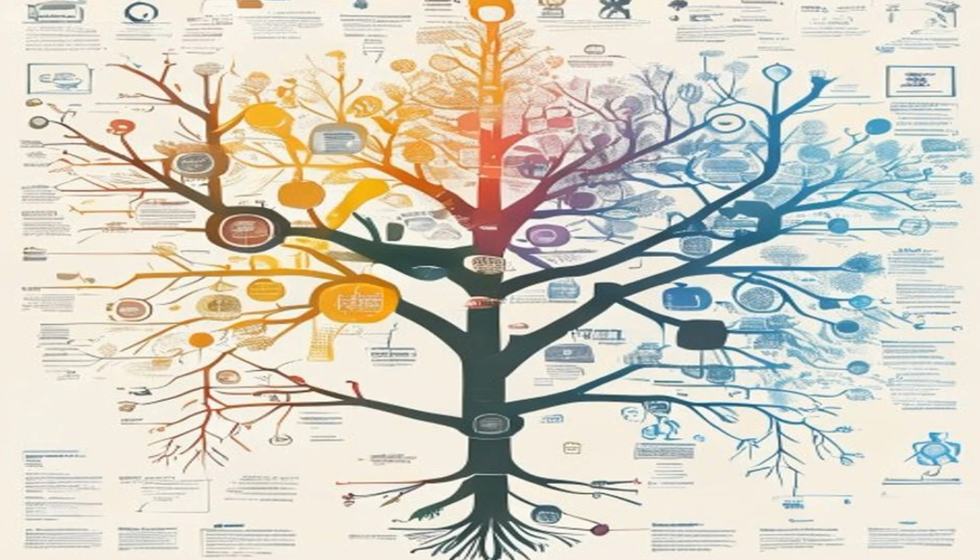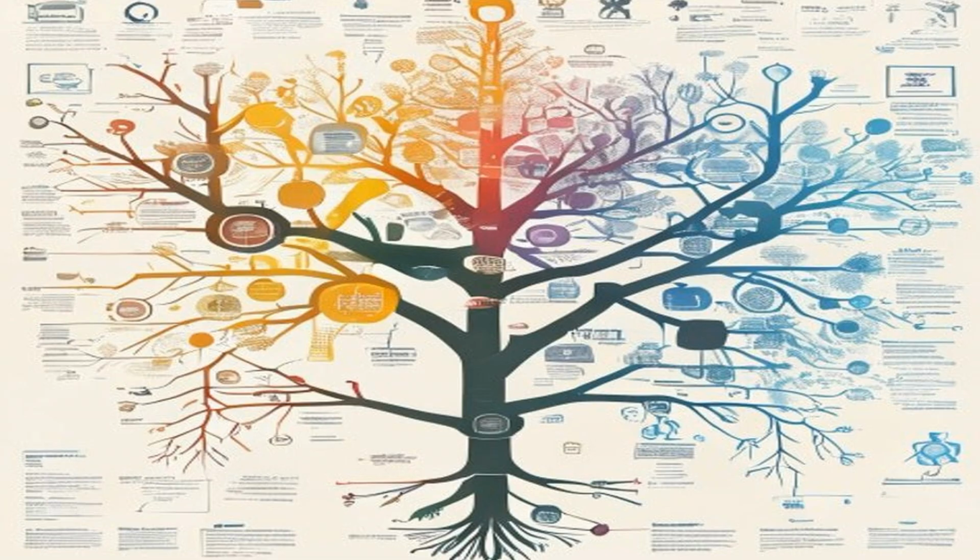There are three main types of machine learning. First, supervised learning. This is where you have labeled data, meaning you know the correct answer for each example. You train the model by showing it many examples with their answers, and it learns to predict the answer for new examples. Think of it like studying for a test with an answer key.